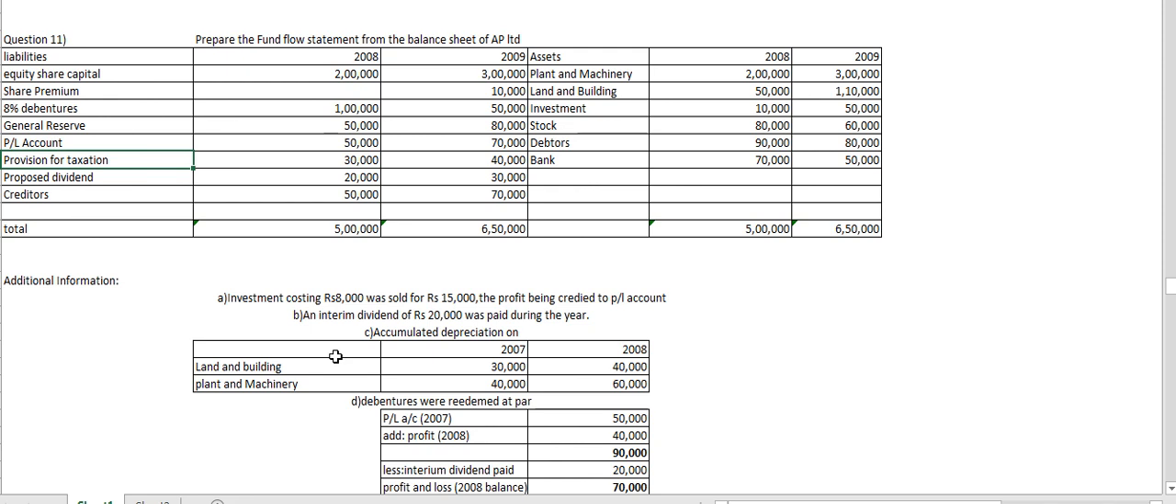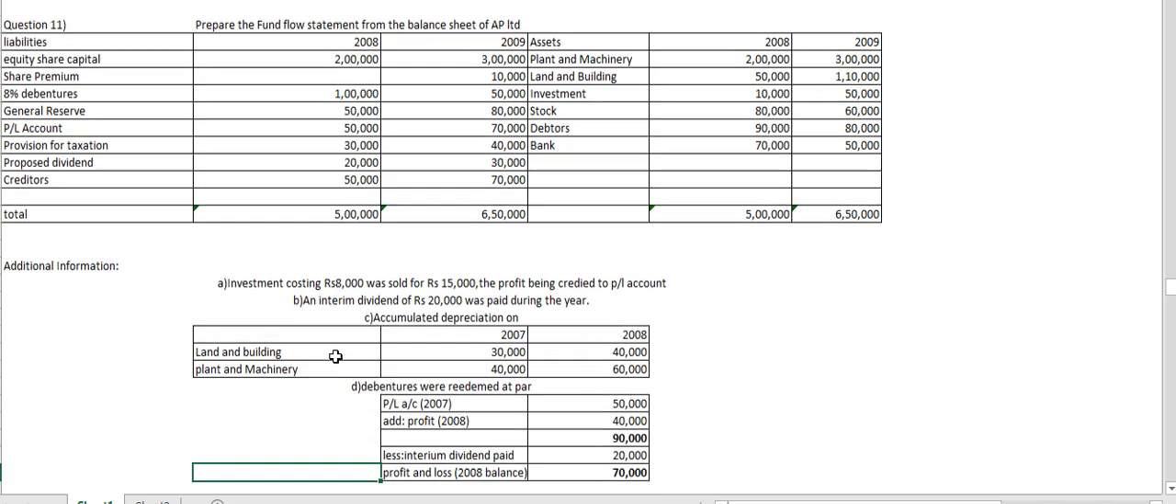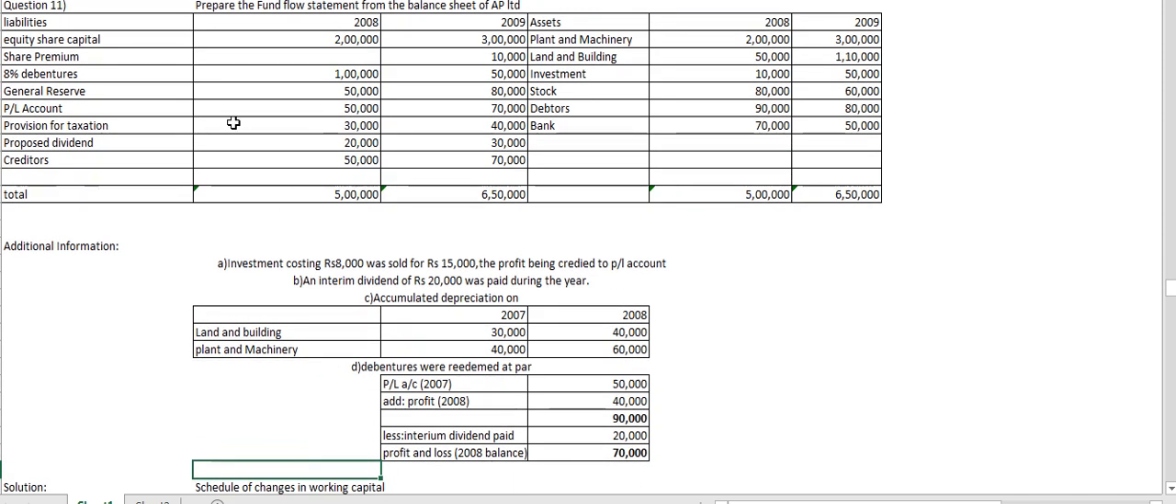Next, provision for taxation, 30,000, 40,000. We do not have any adjustment regarding provision for taxation, so we will consider it to be a current liability. Proposed dividend also we do not have any adjustment, so we can consider it to be a current liability. Creditors is your current liability, which will be shown in your schedule of changes in working capital.